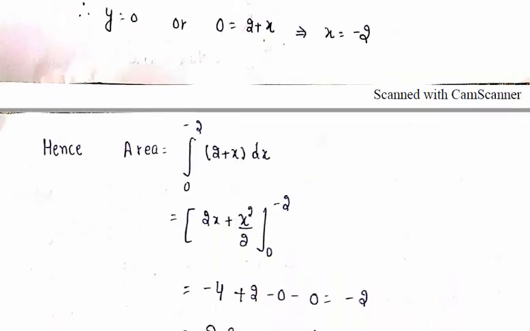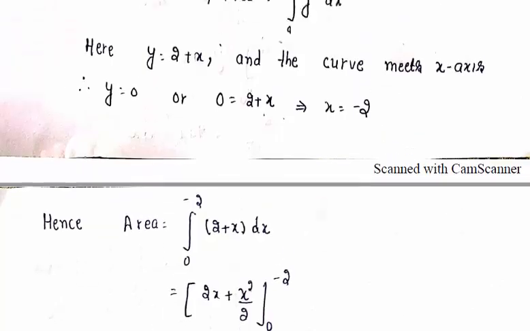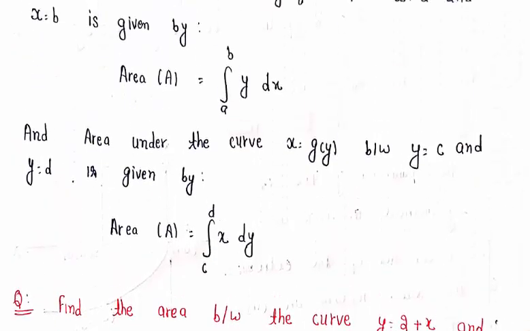The integration of 2 is 2x, and the integration of x is x square over 2. After solving this integration we put in the upper limit: 2 into minus 2 is minus 4, minus 2 square over 2 is 2, and the lower limit is 0. So the answer is minus 2. So our area is 2 square units, but area is always positive, so here we neglect the negative sign. To find the area we use these two formulas.